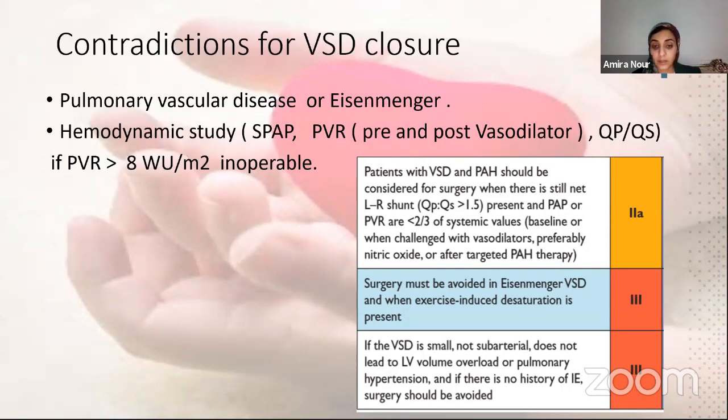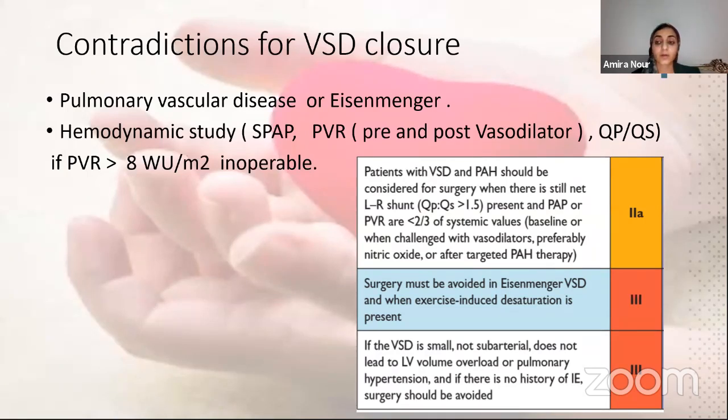And if the pulmonary vascular resistance is still less than 2/3 of the systemic vascular resistance after using a vasodilator, as I said, then the patient still has an option for VSD closure. Or in other words, we have values. If it is less than 4, as I said, this patient is still a candidate for closure.